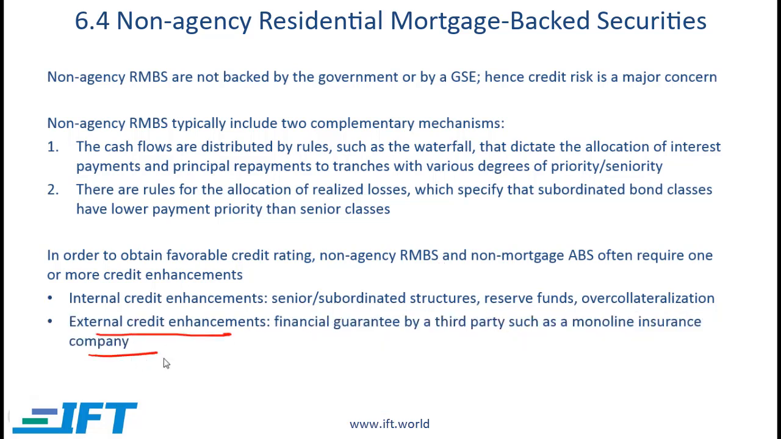External credit enhancements are also quite common. Here we are talking about financial guarantees, or a financial guarantee by a third party, such as a monoline insurance company. Monoline insurance companies are private companies which are focused on providing guarantees for financial products such as asset-backed securities and mortgage-backed securities.